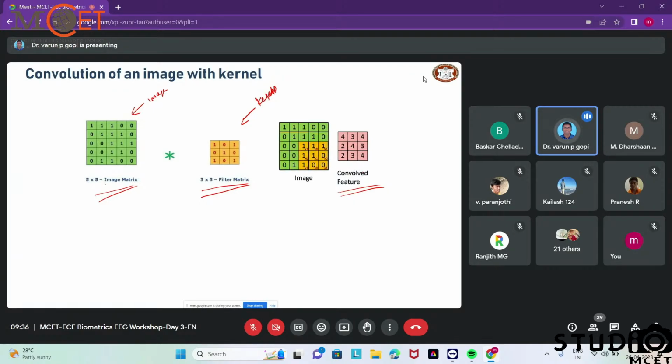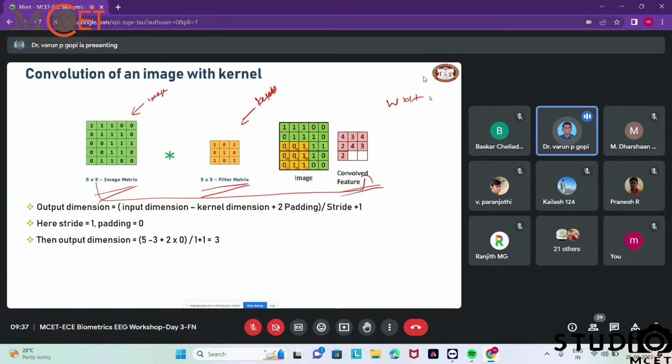by 3. So here you can see that from 5 by 5 to 3 by 3 size reduction happened. That means the width and height of the image is reduced. So we can find out how we go for the output dimension. The output dimension is nothing but the input dimension minus kernel dimension plus 2 padding, divided by stride, plus 1. Here stride means the movement of the mask. Here we are moving by one, so the stride is 1.